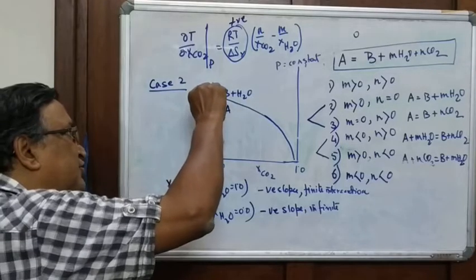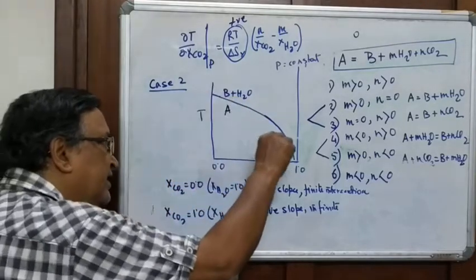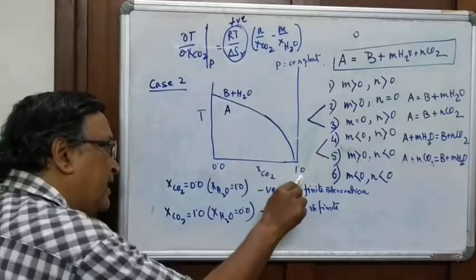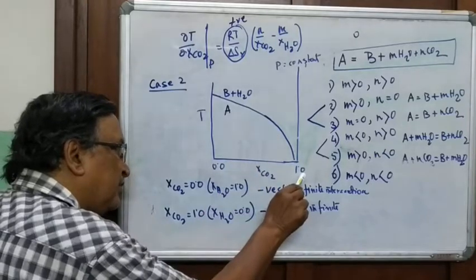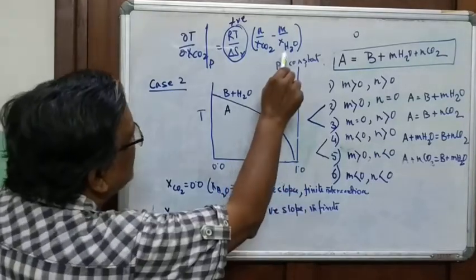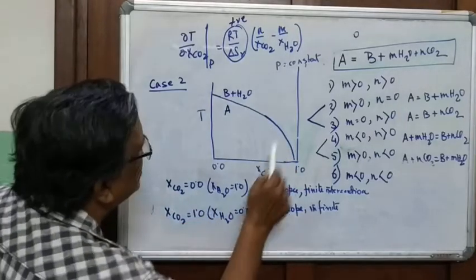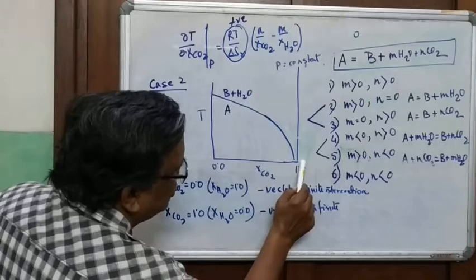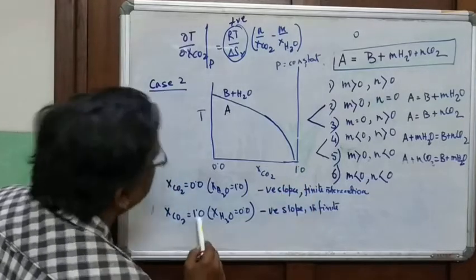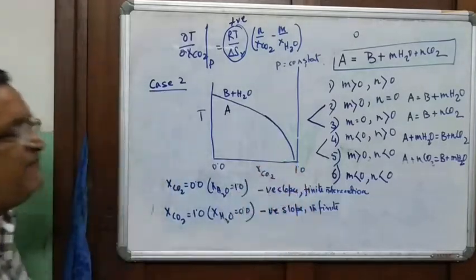And so you will have a slope that terminates here. It will be a finite slope, but negative. And here it would be an infinite slope at XH2O equal to 0. Because this is where XCO2 is equal to 1.0 and XH2O is equal to 0, you will have an infinite slope.